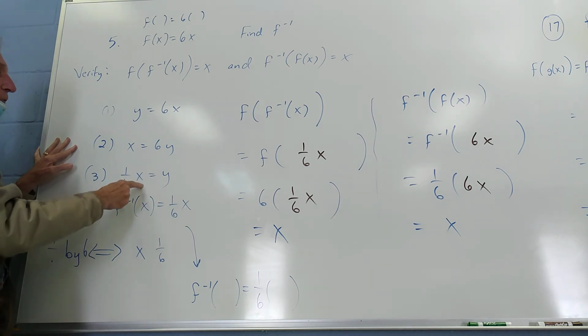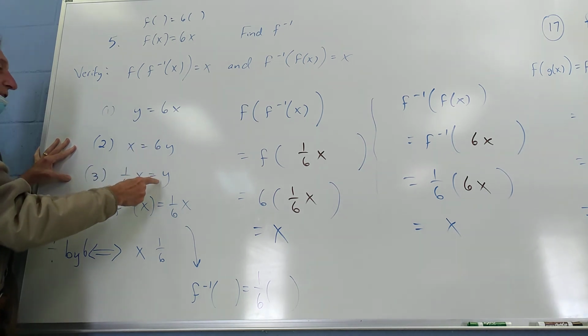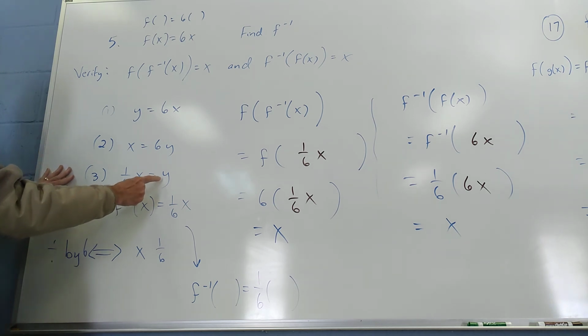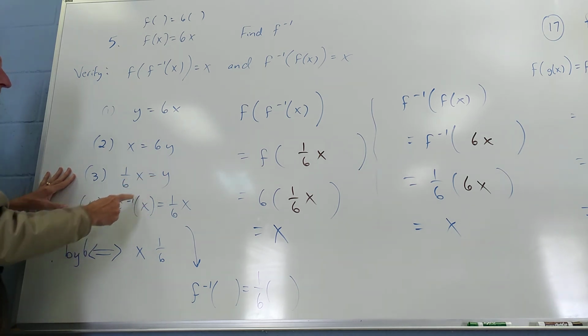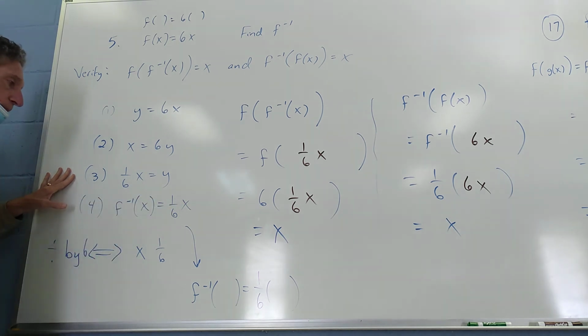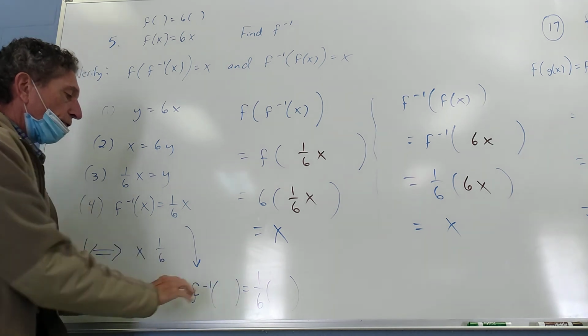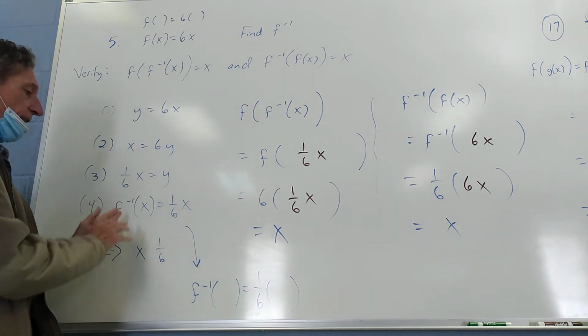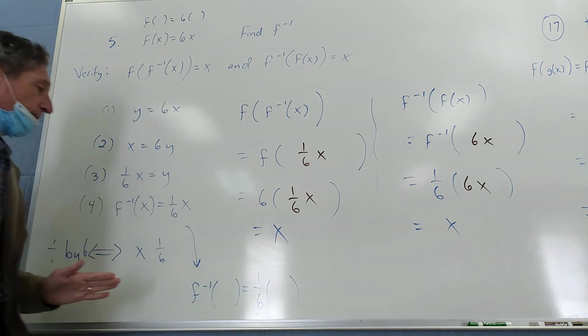1/6 times x is 1/6 x. 1/6 times 6y is y. Now that I have done that work, that y becomes f inverse of x. That's all I did. I renamed y f inverse of x, and that equals 1/6 x. Here you see me writing down what this rule is going to do for anything I give it. So f inverse of anything is 1/6 times that thing.